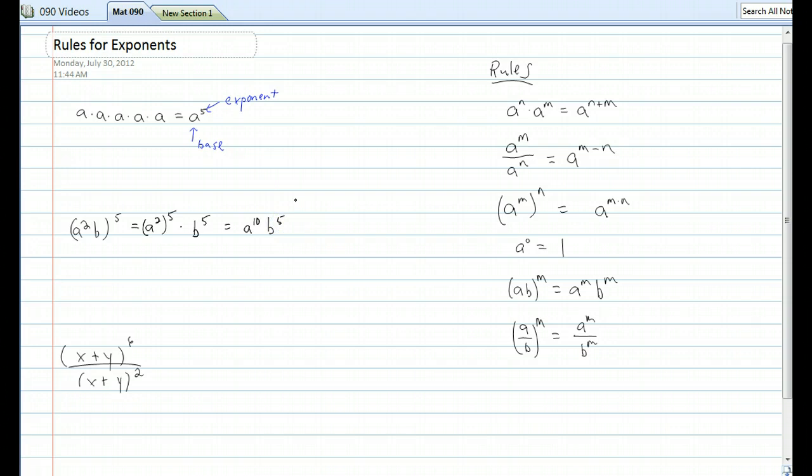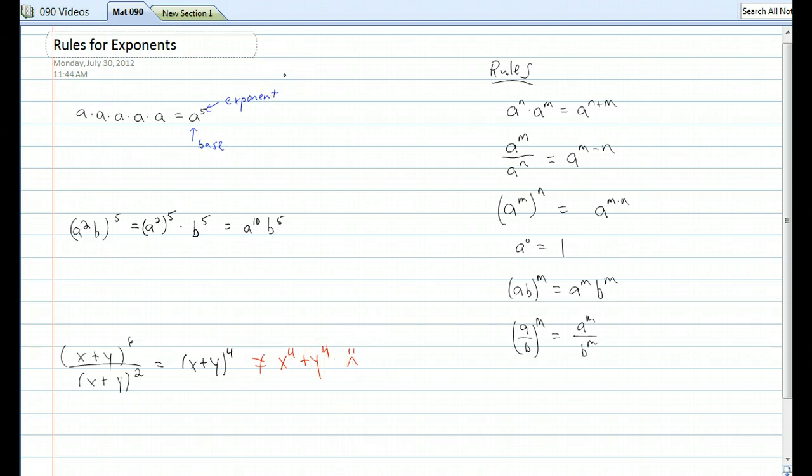This example down below is x plus y to the 6th power divided by x plus y squared. Now luckily, we have the same base. In both of these cases, the base is x plus y. So we can use the quotient rule, which just says all we have to do is subtract 6 minus 2, and we get x plus y to the 4th power. Now it's very tempting to just say that this is x to the 4th plus y to the 4th. Unfortunately, that is not the case. We cannot do x to the 4th plus y to the 4th. That actually gets a little frowny face.